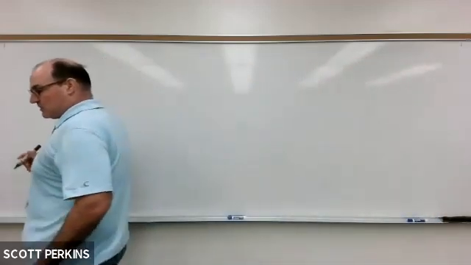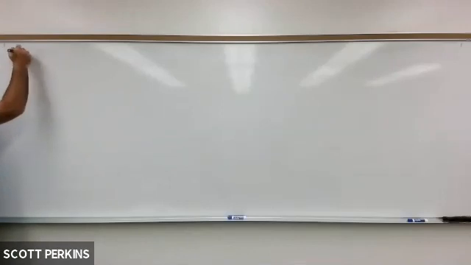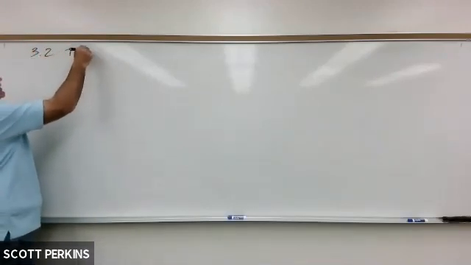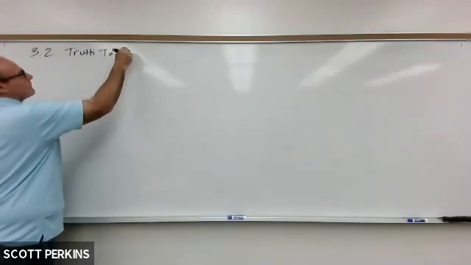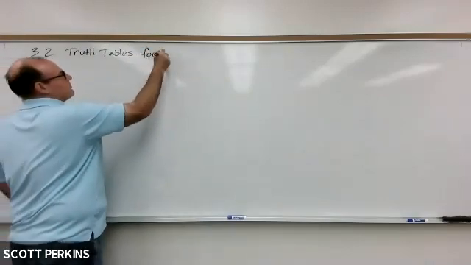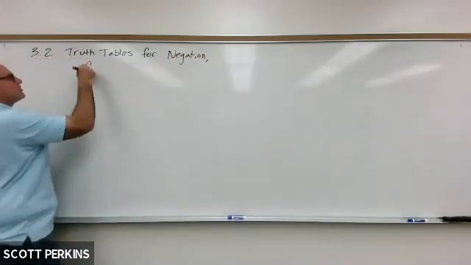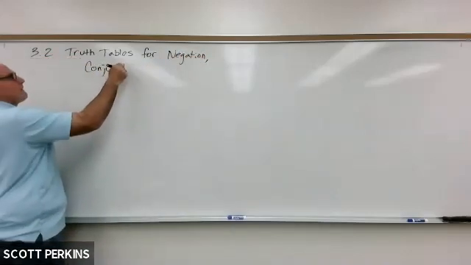I don't know. So what we're going to do here today in section 3.2 is we're going to talk about this thing called truth tables. And we're going to do this for the negation, the conjunction, and the disjunction.